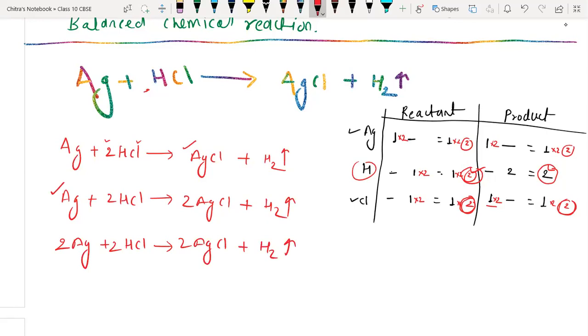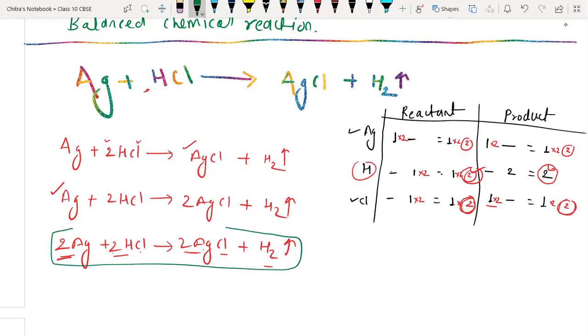So we have to check. See, here we have 2 silver atoms. So here we have 1 into 2 means 2. Now 2 hydrogens are on the reactant side. So here we have 2 hydrogens on the product side. So hydrogen also got balanced. We have a chlorine atom here, 1, and 2 is the coefficient. So 1 into 2 means 2 chlorine on the product side. So here we have again 1 and 2 coefficient, so the number of chlorine atoms on the reactant side is also balanced. So we can say this is our balanced chemical reaction.